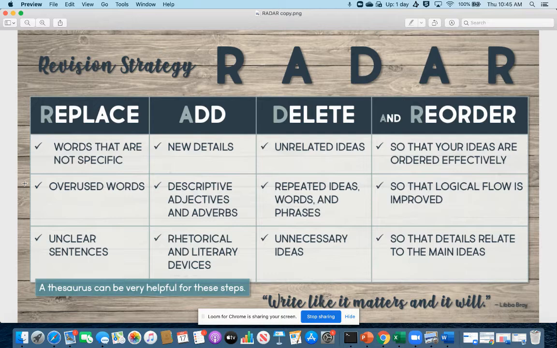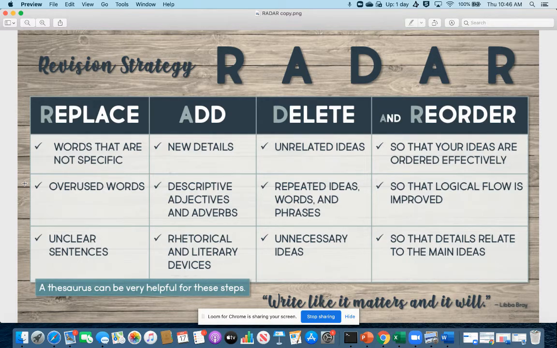Finally, you want to replace the unclear sentences in your work. The best way to identify an unclear sentence would be to read your work aloud to yourself or to read your work aloud to another person. Oftentimes when we write, things make sense to us when we read them to ourselves in our head, but once said aloud, it's a little bit different or unclear.